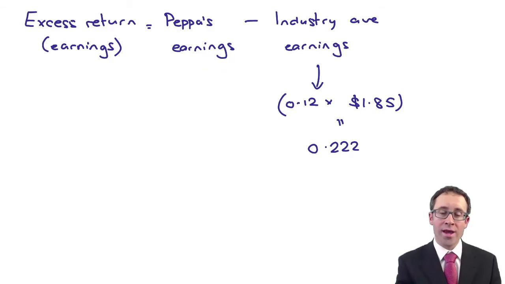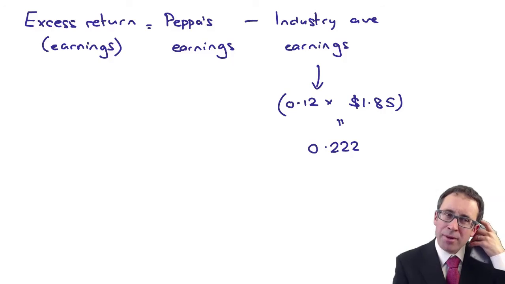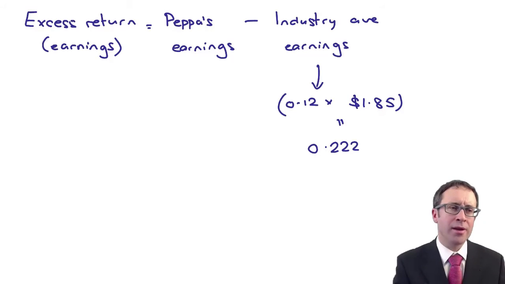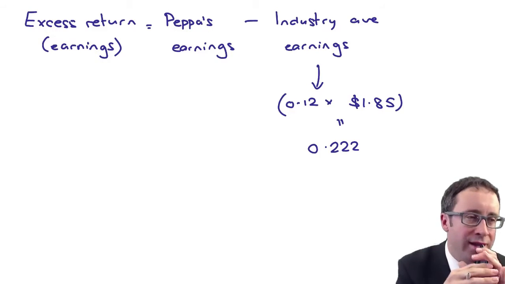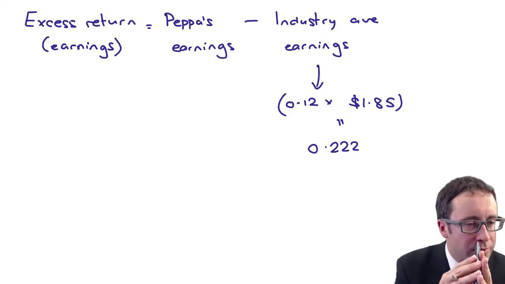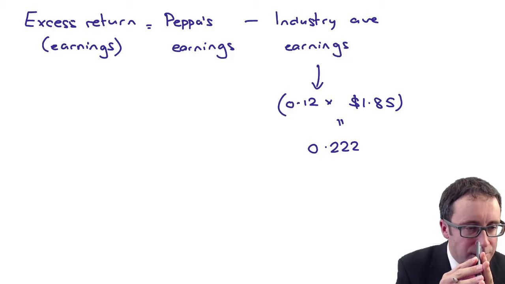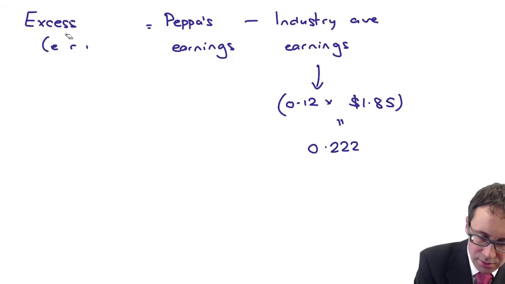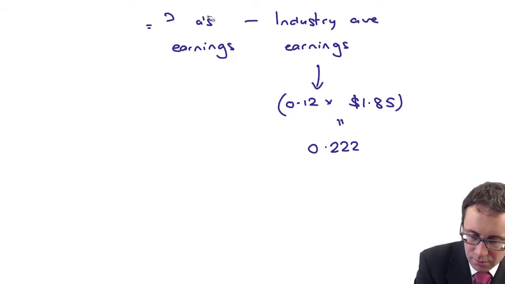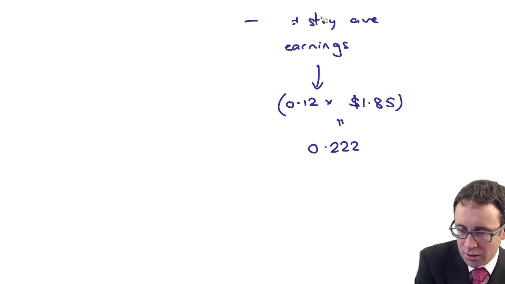But what are we generating? What's Pepper generating based upon its earnings? I've used the word earnings, haven't I? Should I use earnings? Stop it again, Chris. This is just rubbish. Start again.